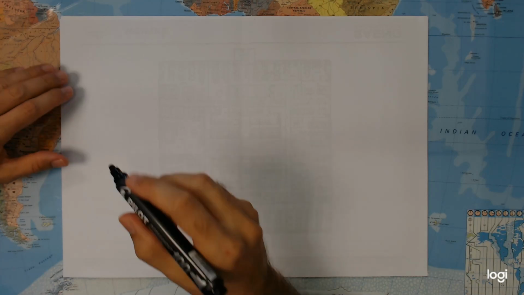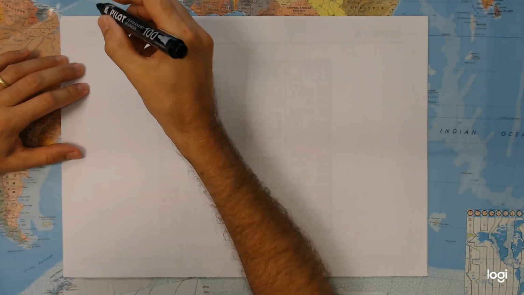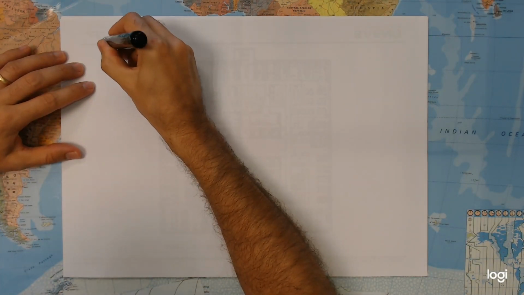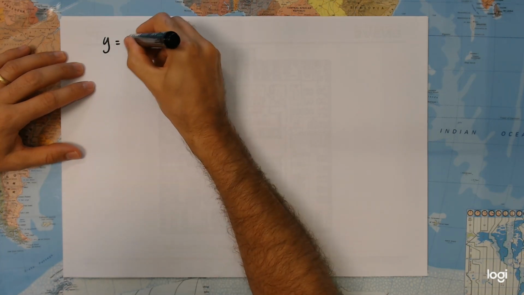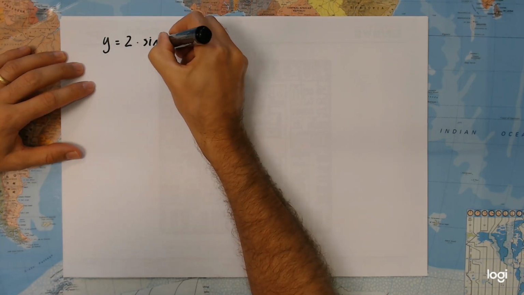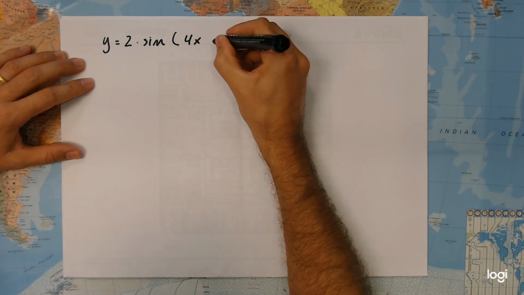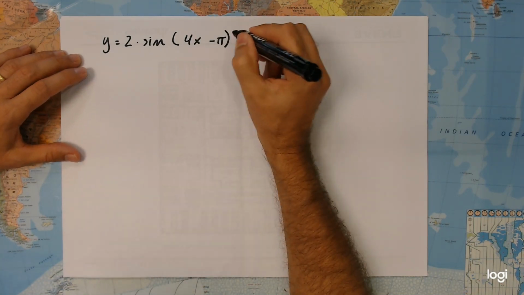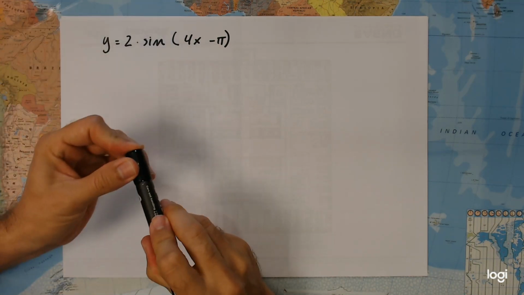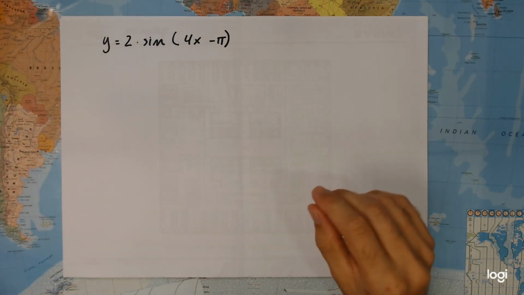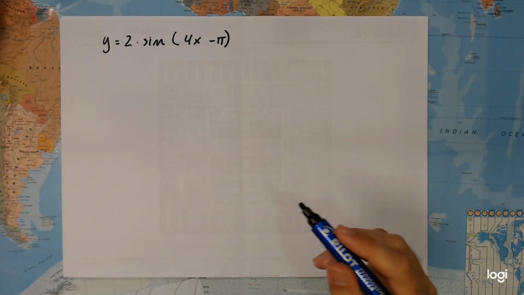Well, we have this function in here and we have to graph it. y equals 2 sine of 4x minus pi. What is the first thing that we have to know?